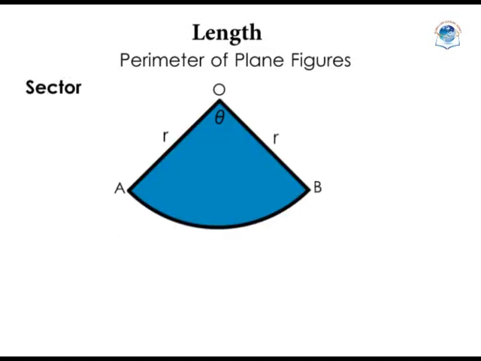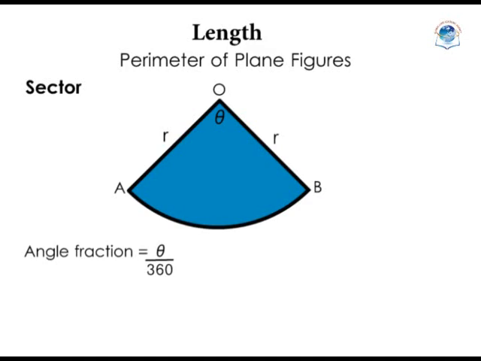Perimeter of a sector. The shaded region is called a minor sector. It is enclosed by two radii, AO and OB, together with the arc AB. The radii form an angle theta at the center of the circle. Remember, the total angle at a point is 360 degrees. And so the angle theta is a fraction of the 360 degrees at the center. It is given as theta over 360.